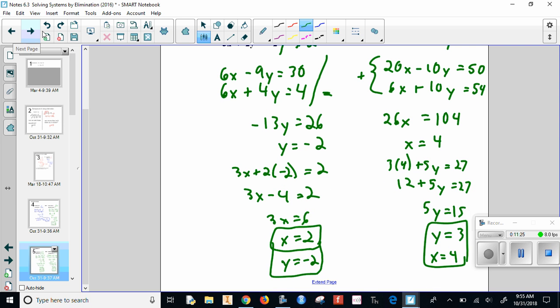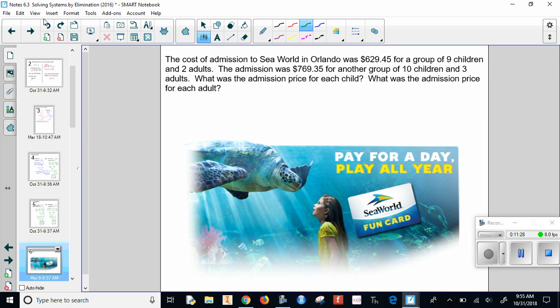Oh, there's one more problem, a word problem. Let's do this word problem real quick, and I'll set it up, and then I'll let you finish it. The cost of admission to SeaWorld in Orlando is $629.45 for a group of 9 children and 2 adults. So for 2 adults plus 9 children, it was $629.45. That's expensive. The admission was $769.35 for another group of 10 children and 3 adults.